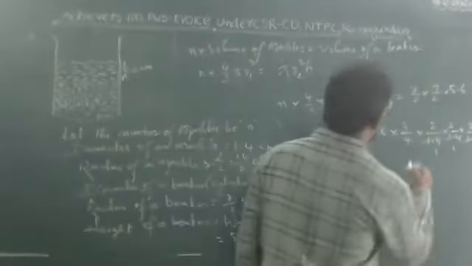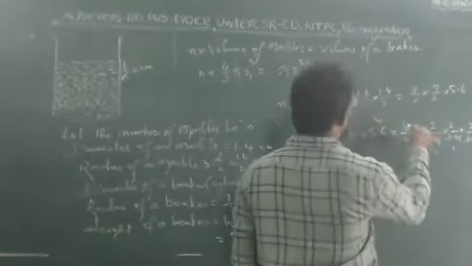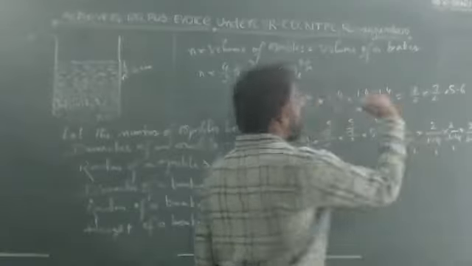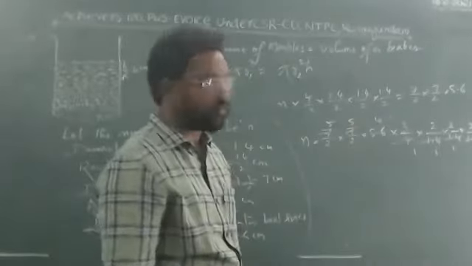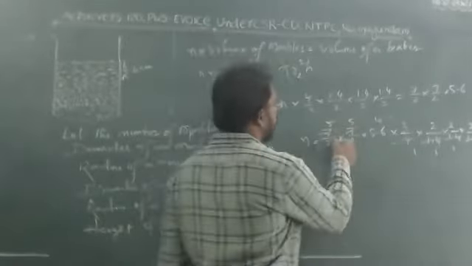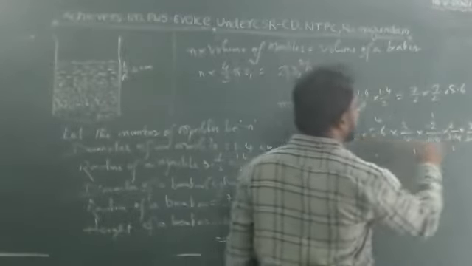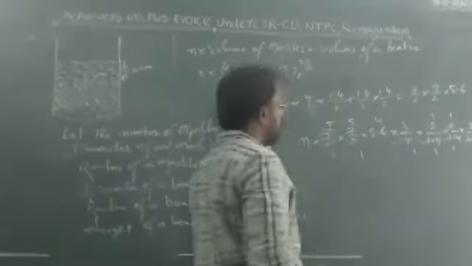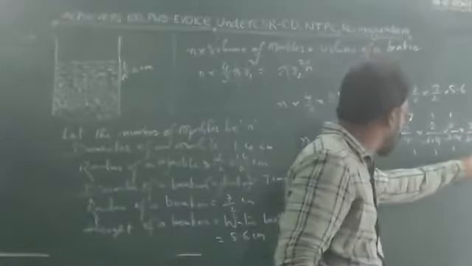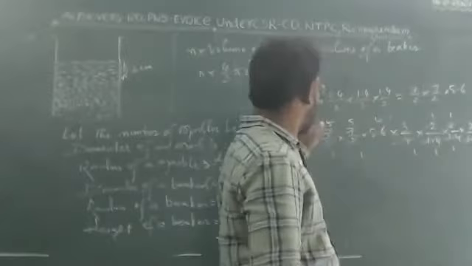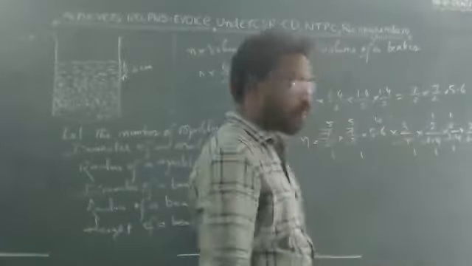Now what is left here? Again the denominator 4 is there. Here also 4 gets cancelled, 4 and 4 get cancelled. Here 2 1s are 2, 2 1s are 2. Is there any denominator? Nothing. Only numerators we have.